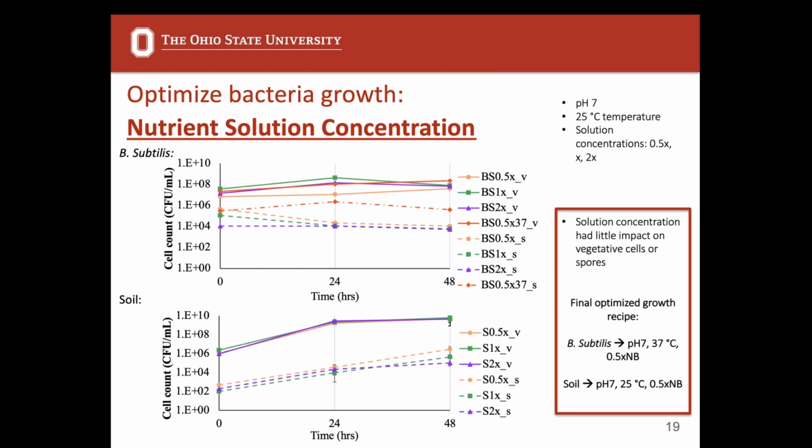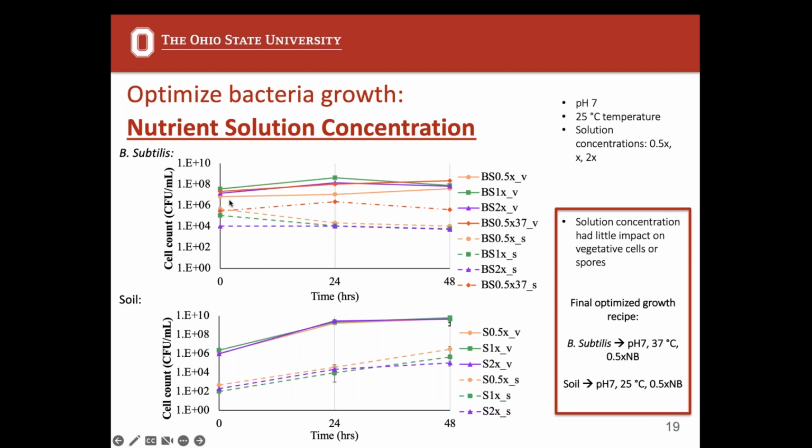Okay, so the last variable that we looked at was nutrient solution concentration. And so we looked at using a higher concentration solution to try and spur on additional cell formation. We also looked at using a half concentration solution to try and dilute the cost of the growth phase of this sample. Okay, so again, we have our vegetative cell growth in the top solid lines and our spore growth with the dashed lines, B subtilis at the top and soil sample at the bottom.